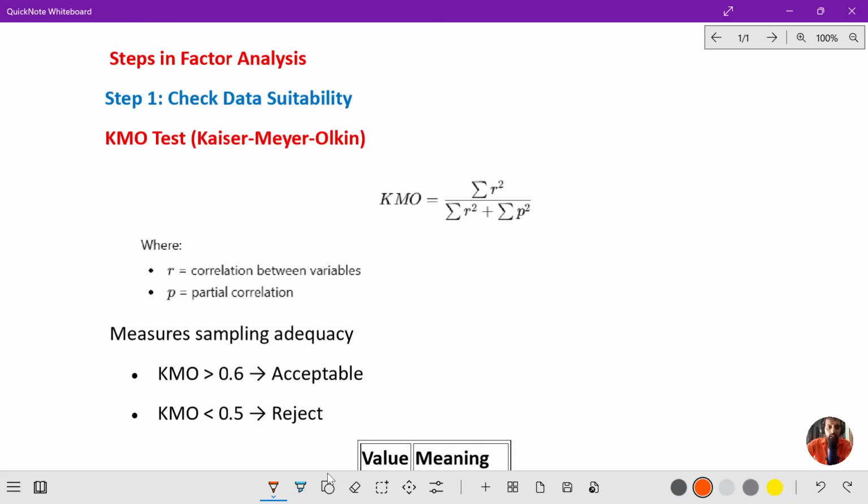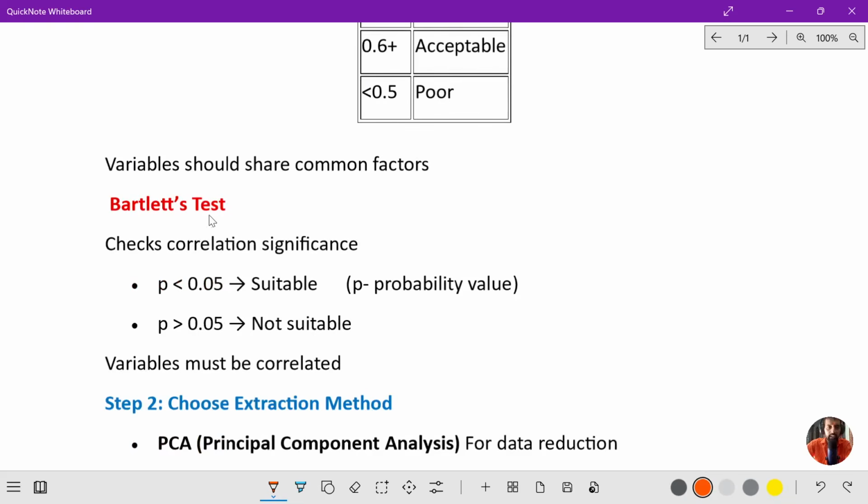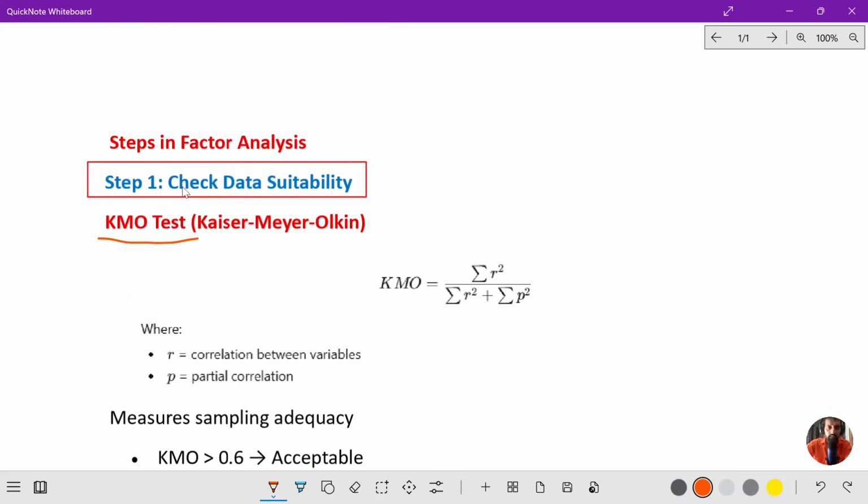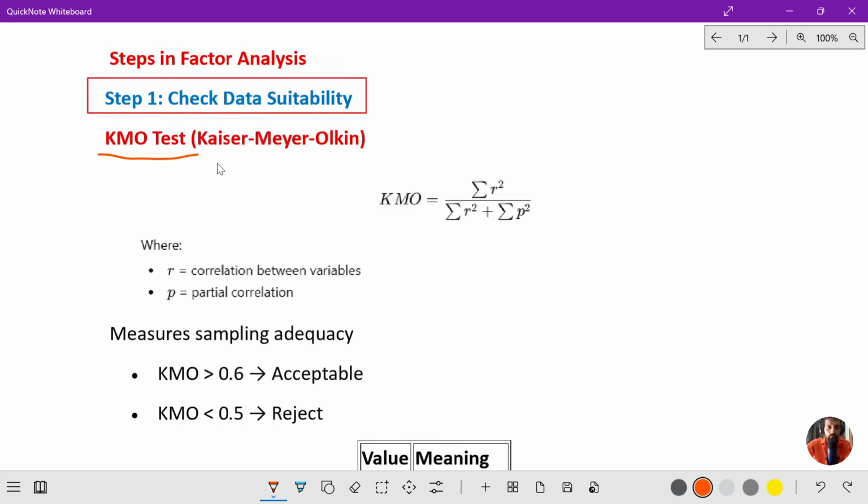The first one is step 1: check data suitability. First we are going to check the data suitability. In order to check data suitability, we are going to use two methods. The first one is called the KMO test and the second one is called the Bartlett test. When you observe the KMO test, you can see the full form, Kaiser-Meyer-Olkin. When we do this KMO test, we are using a formula.